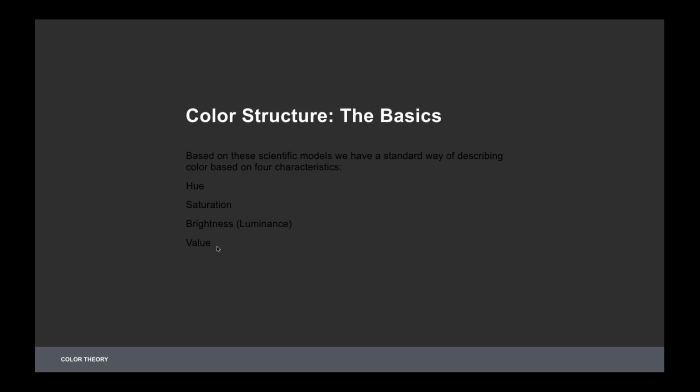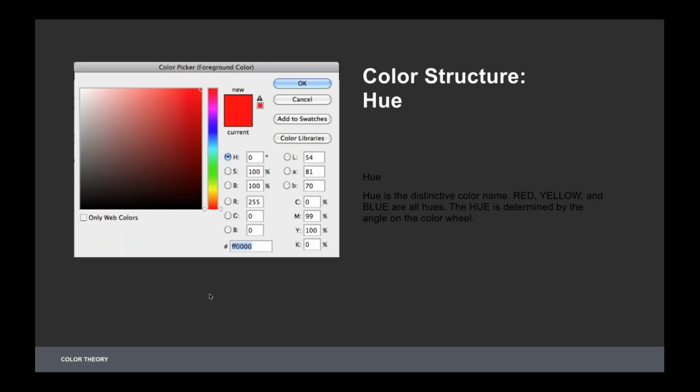Hue, saturation, brightness, and value are terms that we use a lot, and we want to make sure that everyone understands what they mean. So let's go through these. Hue is where you are on the color wheel. What I have here is a color picker, I think from Illustrator. And if you see here, these little HSB, this stands for hue, saturation, brightness. So if you click on the hue slider, the hue button, this strip here becomes a color wheel.